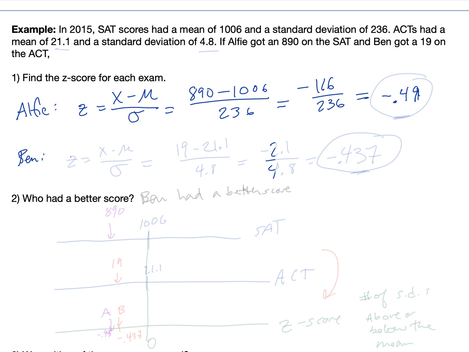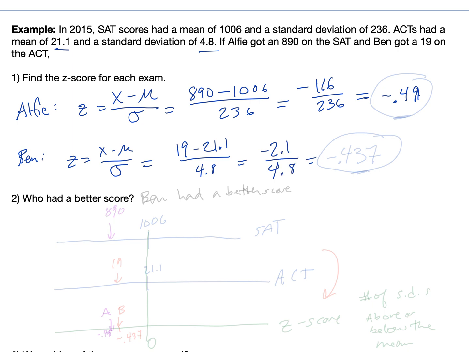whereas Ben's z-score is still the data value minus the mean divided by the standard deviation, but now we've got a new mean and a new standard deviation because Ben was taking the ACT instead. So Ben had a 19 minus the mean of 21.1 divided by a standard deviation of 4.8. And so that's a negative 2.1 divided by 4.8.